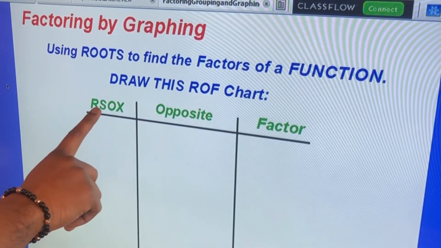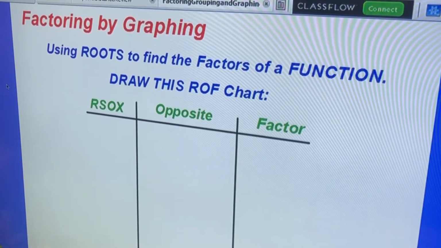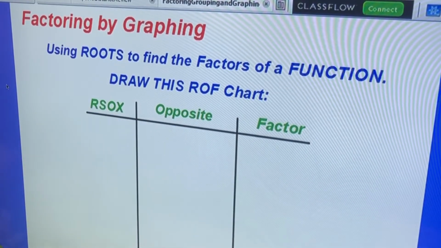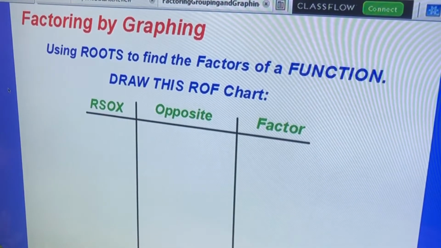I know roots looks a little funny. Roots can be called x-intercepts, zeros, and solutions as well. So I write those right here, all right? So if you draw this chart, let's go ahead and get into our first example.